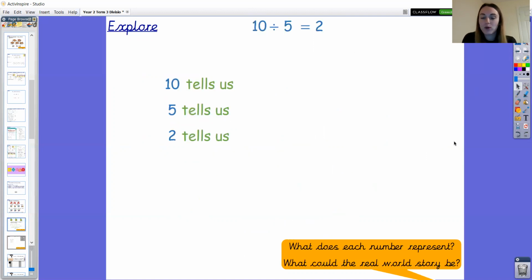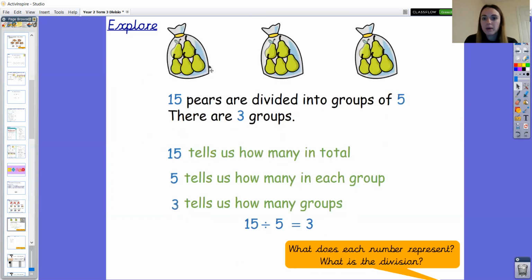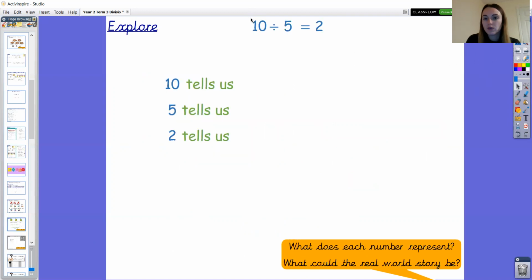Okay, in our next explore question, you can see we've got another division, but this time we haven't got a picture there to help us. I wonder if you could pause the video here and discuss what each number in this division represents, and what the real world math story could be. So for example, in the last question, we were thinking about dividing pairs. I wonder if you can think of a math story to describe this division.